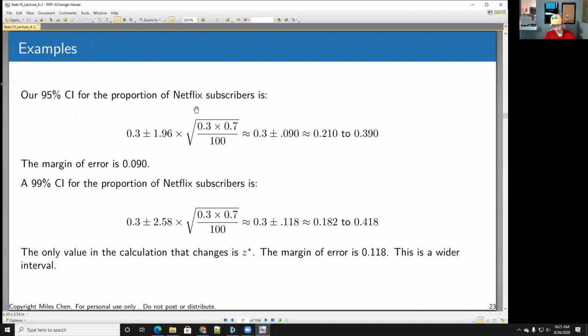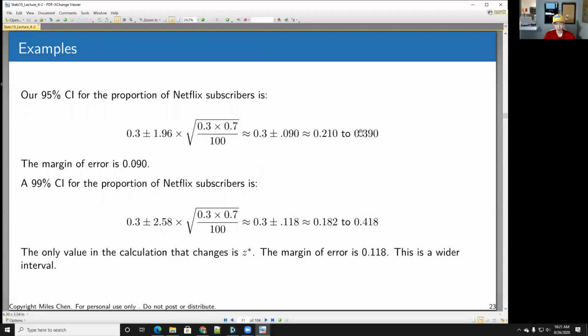I'll show you a few more slides that talk about what interpretations are not correct. So we've been talking about confidence intervals, and it's important that we use the phrase confidence, okay? If we create a 95% confidence interval, our margin of error is around 9%, whereas if we create a 99% confidence interval, our margin of error is closer to 12%, okay, 11.8%.